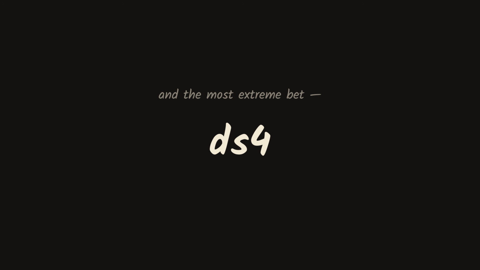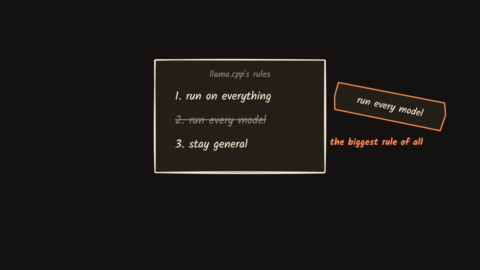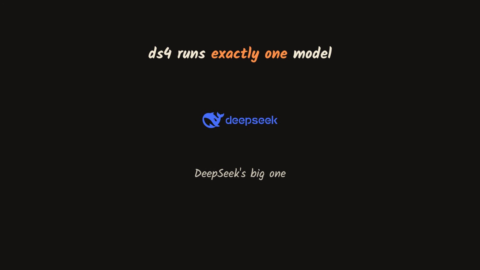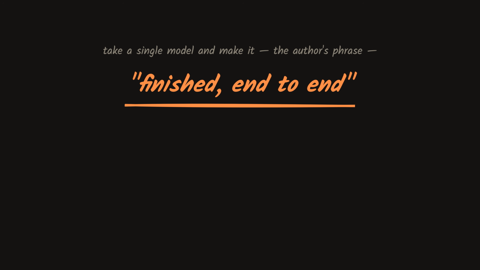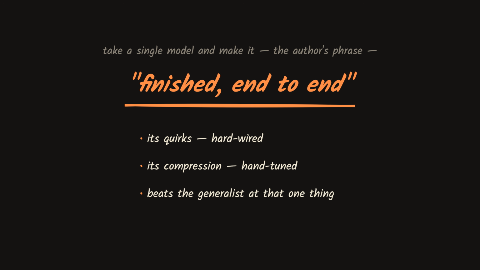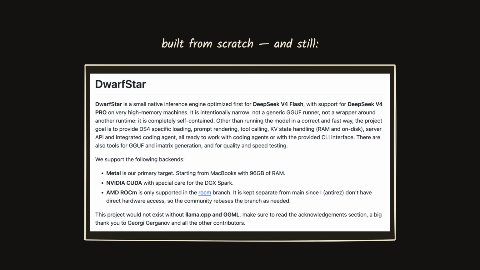And the most extreme bet, a project called DS4, it throws out the biggest rule of all, running more than one model. DS4 runs exactly one, DeepSeek's big one, and nothing else. The pitch is that everyone else chases every new release and ends up supporting all of them half well. So instead, you take a single model and make it, the author's phrase, finished end to end. Hardwire its quirks, hand-tune its compression, and beat the general engine at that one thing. People run it as the brain behind a local coding assistant, and even built from scratch, it still goes out of its way to credit Llama.cpp.